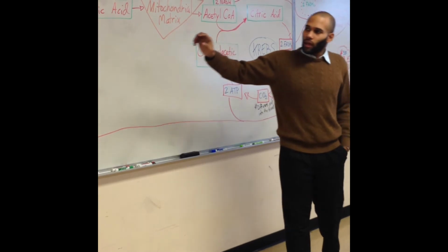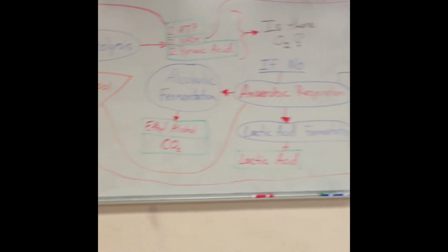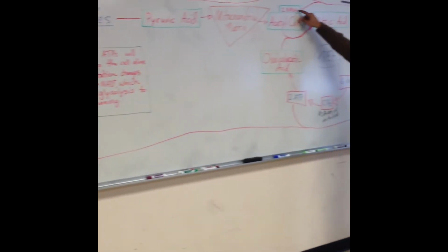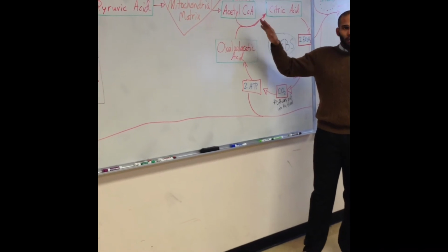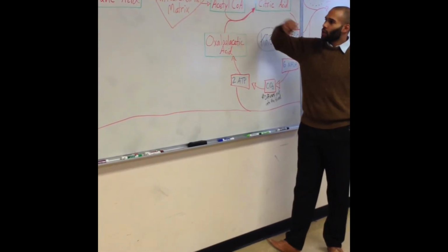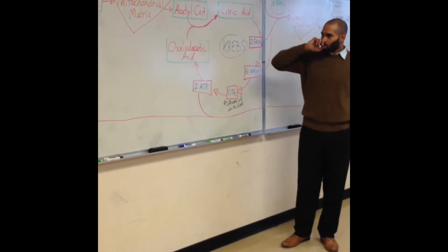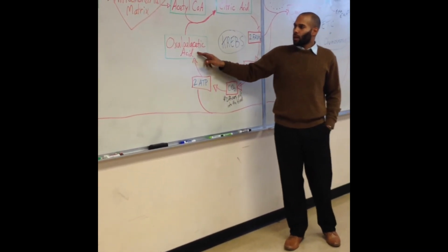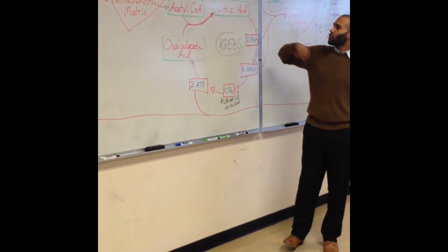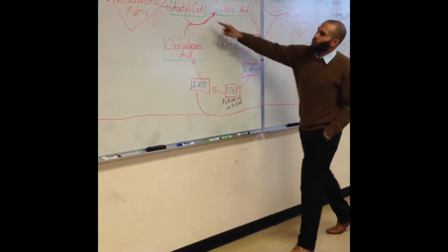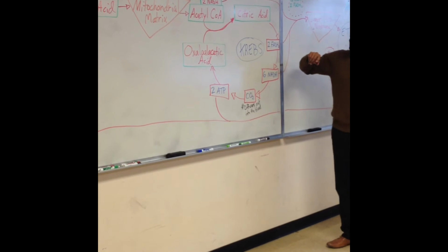So far, we've actually produced 2 NADH molecules from glycolysis and 2 NADH molecules from converting the pyruvic acid into acetyl-CoA. So far, we already have 4 NADH molecules. We'll get back to that later. Acetyl-CoA, once it's made, combines with oxaloacetic acid, which is spelled wrong, into citric acid. So you have a 2 carbon compound and a 4 carbon compound becoming a 6 carbon compound.